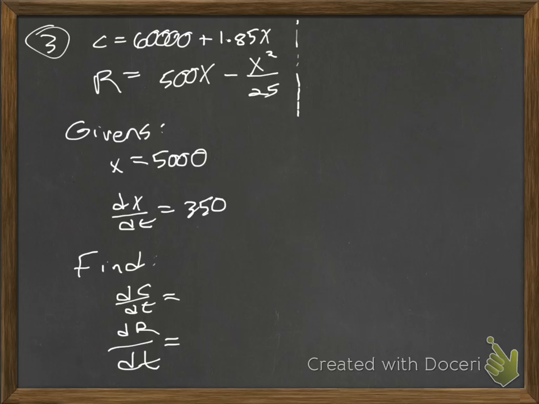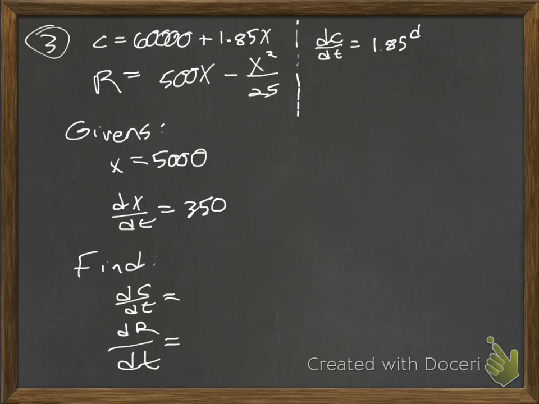X is 5,000, the number of current toys produced. 350 is the rate of increase. And time is in weeks. And so we're going to do the derivative with respect to time, because when we do these related rate problems, cost and revenue and so on, we're talking about with respect to time. We're always interested in how things change over time. So it's a very common element. When it's over time, we do the derivative with respect to time, in this case with t equaling weeks.